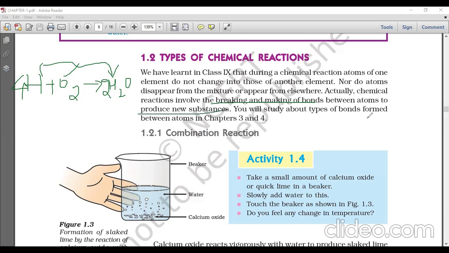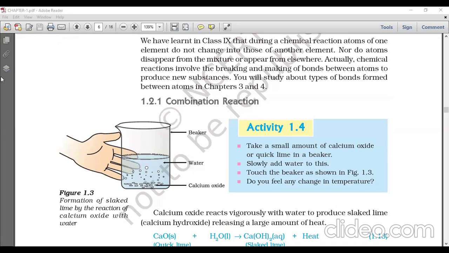You will study the types of bonds between atoms in chapters 3 and 4, in metals and non-metals and carbon compounds. Now, there are a total of 4 types of reactions. The first type of chemical reaction is known as combination reaction. Let us study what a combination reaction is. First, note it down in your books.